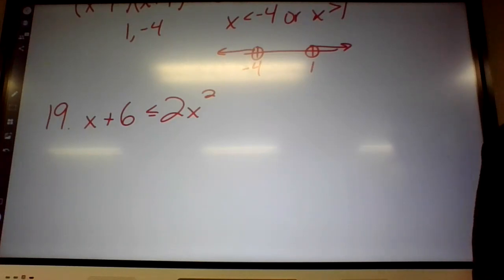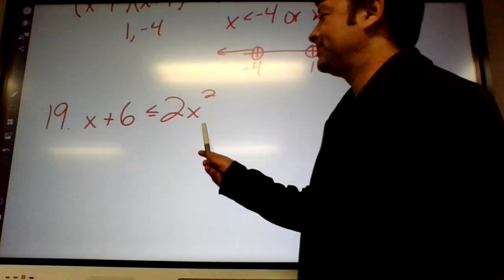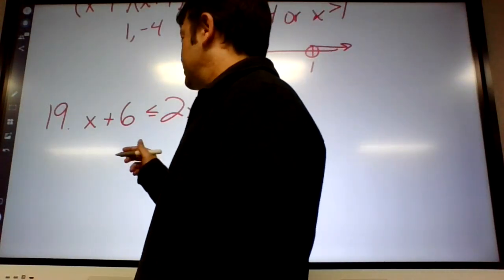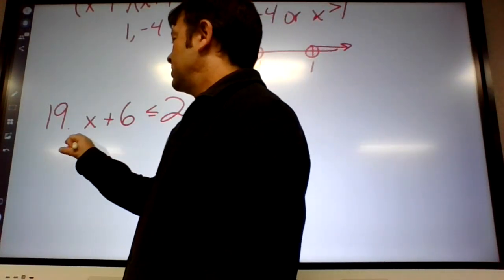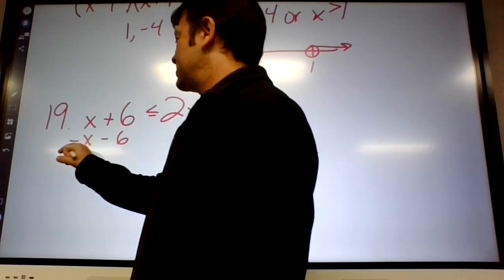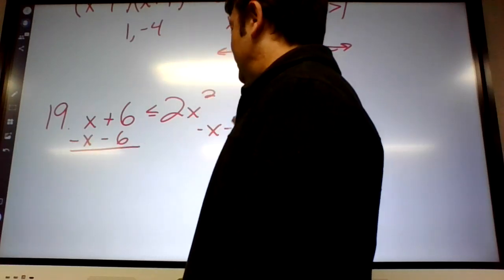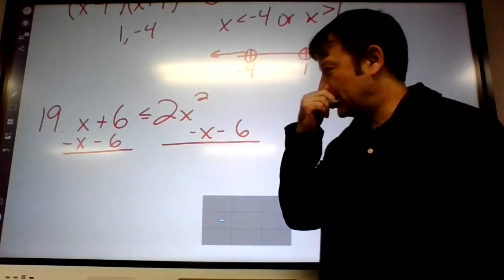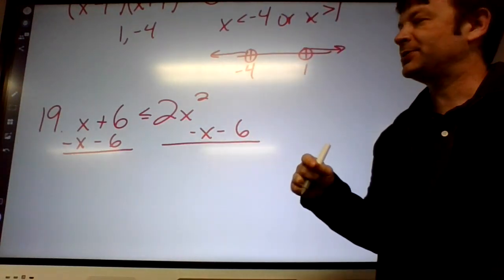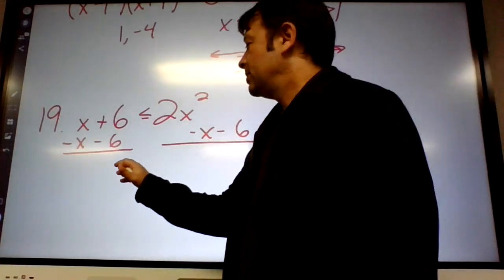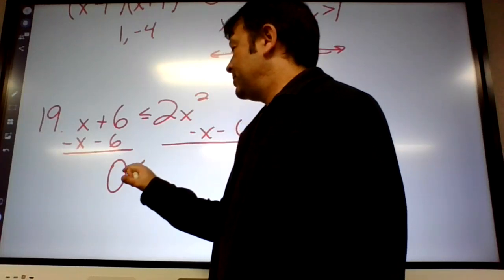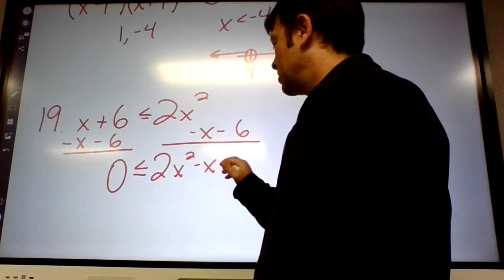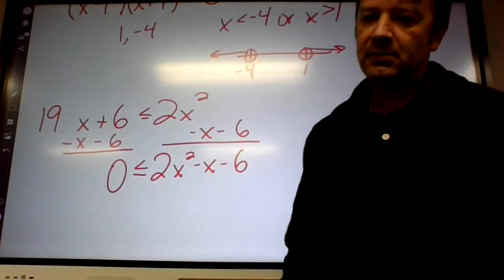Okay, what should we do on 19? Subtract 2x squared. You could, but or subtract x and 6. It's easier to factor if the x squared term is positive. Facts, I'll remember. However, if you're using the quadratic formula, it doesn't really matter. I like the quadratic formula if I'm being completely honest.